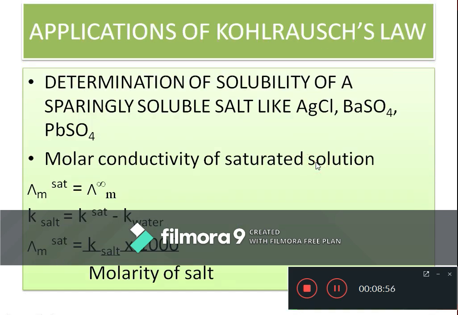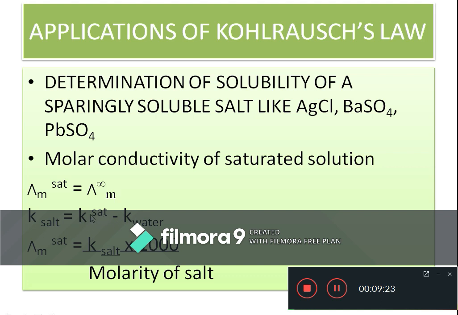So next is determination of solubility of a sparingly soluble salt like HgCl, barium sulfate and lead sulfate. These are sparingly soluble salts, meaning poorly soluble in water. So how to find it? We find the molar conductivity of the saturated solution, and that is molar conductance at infinite dilution, because it is very dilute. Otherwise, how would the substance dissolve? And this is how we find it: kappa of salt is equal to kappa of saturated solution minus kappa of water.